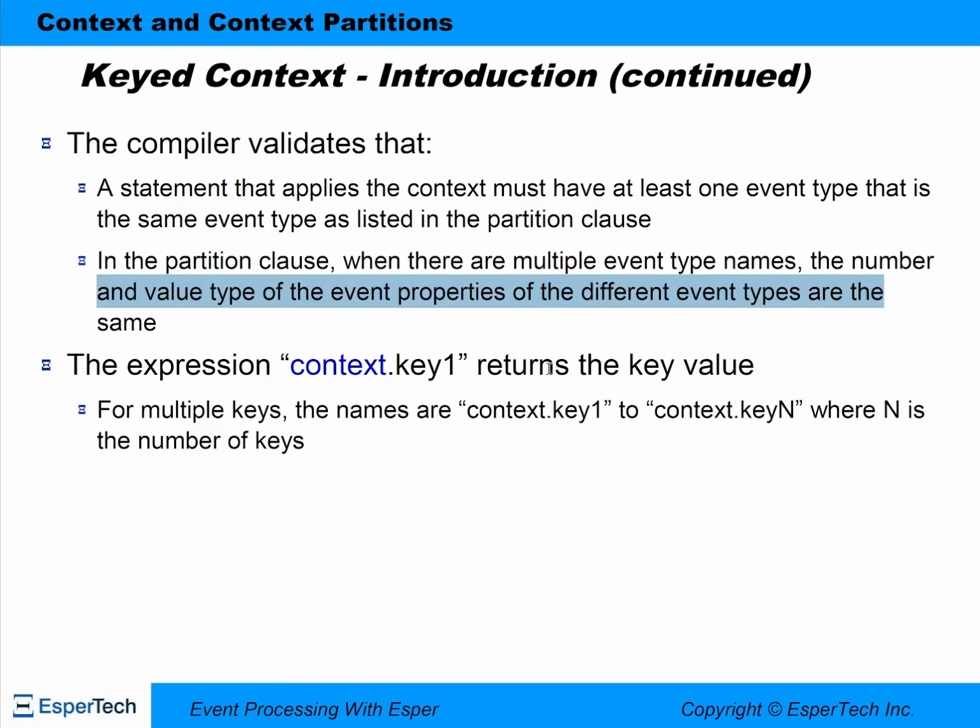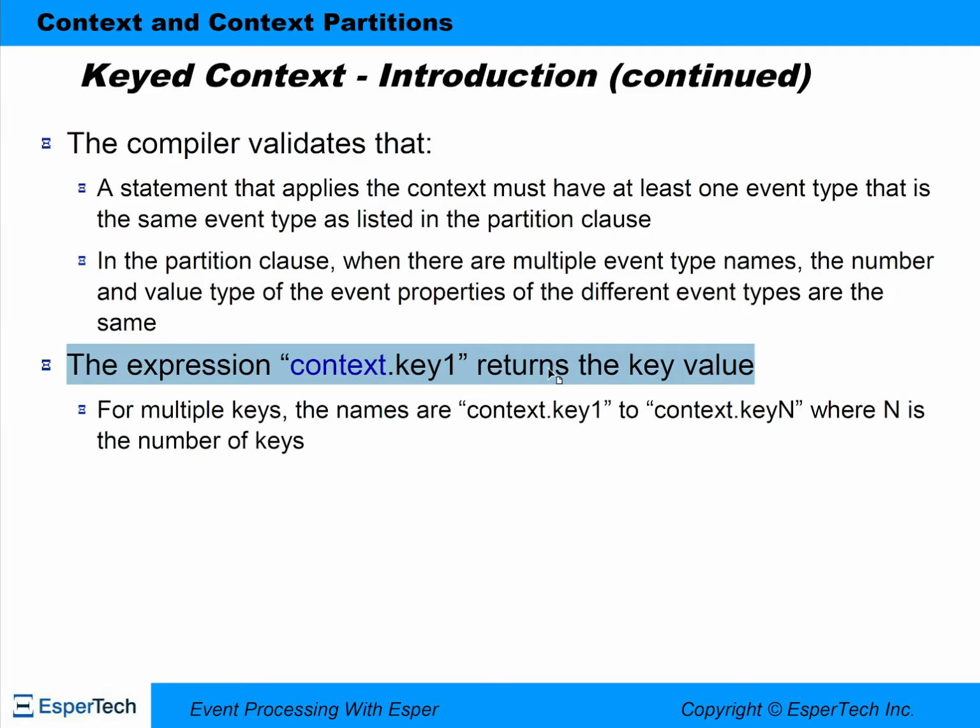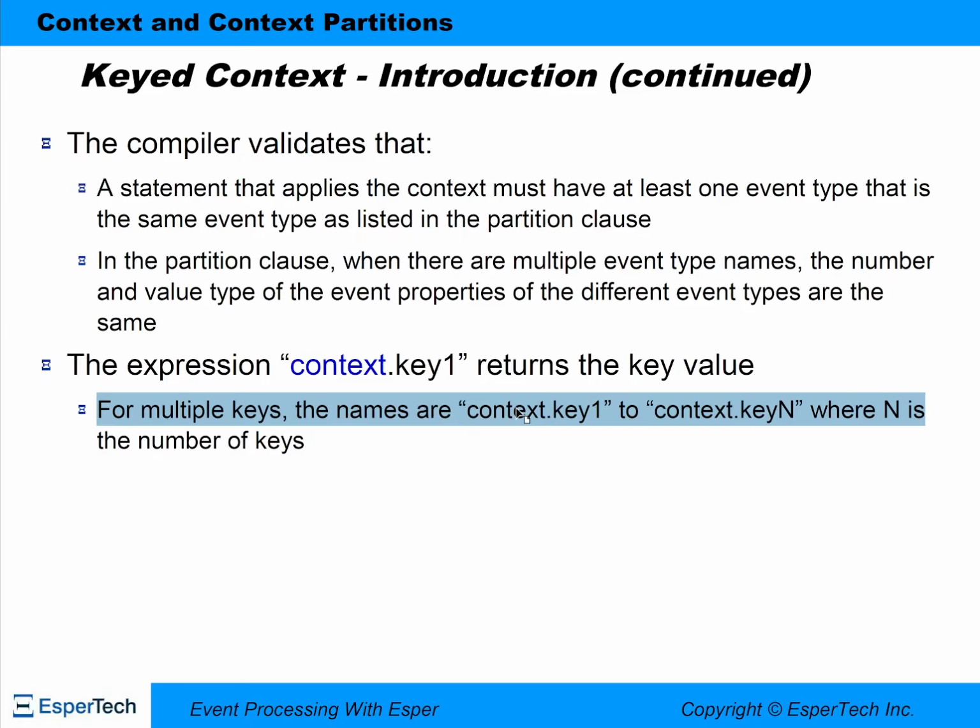The expression context.key returns the key value. For multiple keys, the names are context.key1 to context.key n, where n is the number of keys.